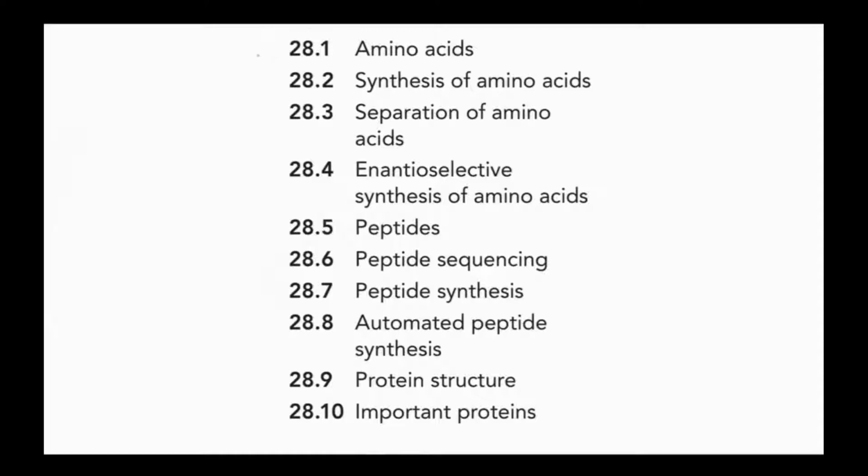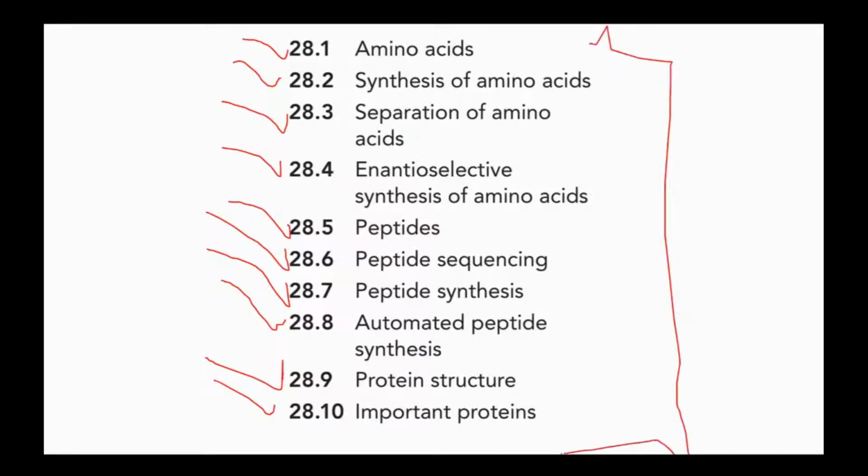So in this video lecture we'll be discussing amino acids, synthesis of amino acids, separation of amino acids, then selective synthesis of amino acids. Then we will be discussing peptides, peptide sequencing, peptide synthesis, then automated peptide synthesis. And lastly, we will be discussing protein structure and then important proteins. So these are the topics that we will be covering in this video.